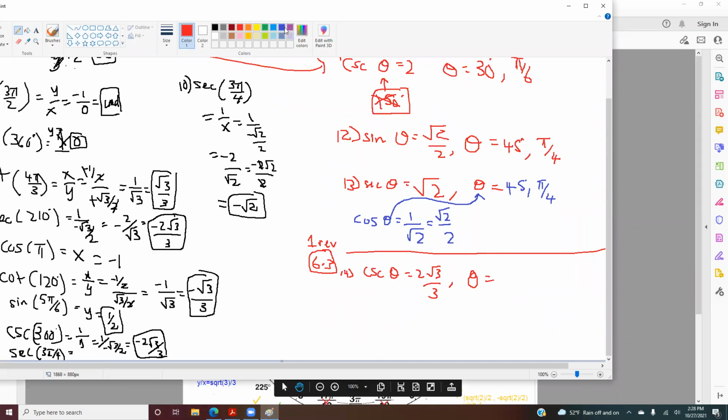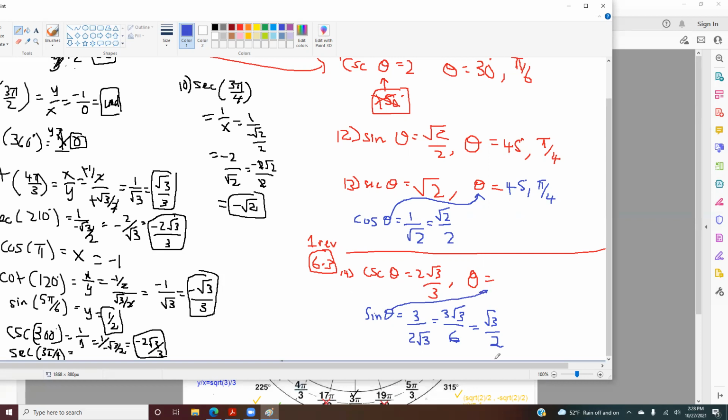Anyone know what the reciprocal of cosecant is? Sine. So sine theta. You have to flip this, which becomes 3 over 2√3. Because you changed it, can someone help me rationalize this? 3√3 over 6. Yep, because 2 times 3 is 6. Can we reduce this? Yeah. This is √3 over 2.